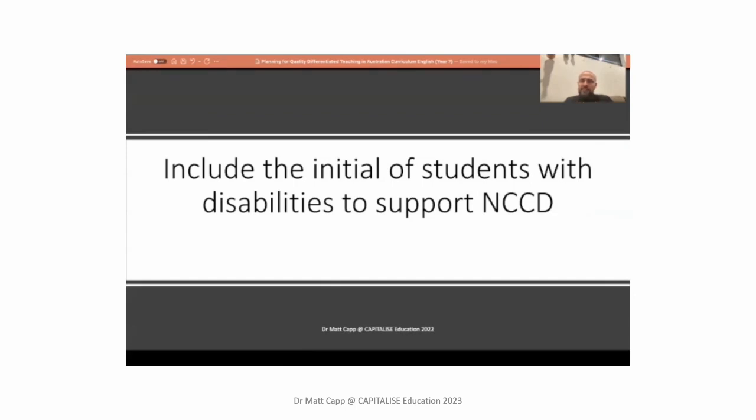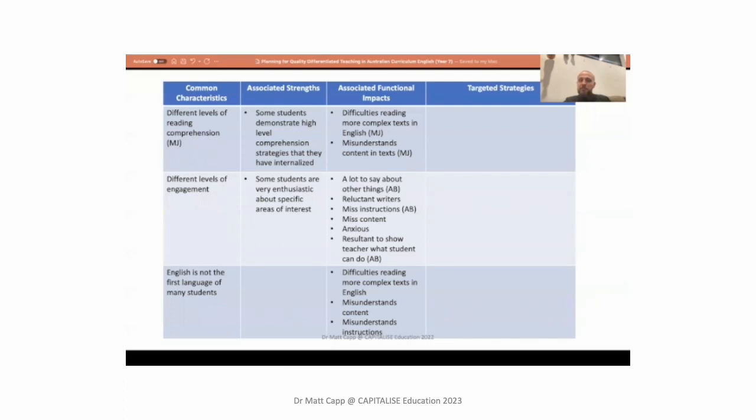In relation to the nationally consistent collection of data for students with disability, which is a funding model for schools, we can use this process to identify students' functional impacts at that quality differentiated teaching practice level. We do this by identifying the functional impacts that relate to students with disability, and we can just put their initials to show that we're mapping out their functional impacts.